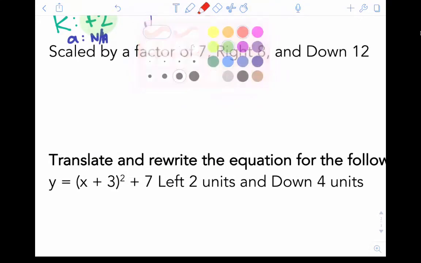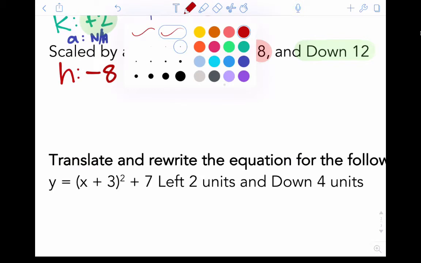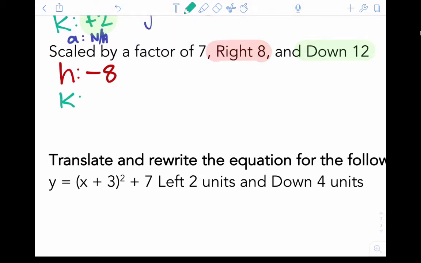First, we are going right 8, because first I'm looking at my left and right for my h. If I'm going right 8, then that means I am going to decrease. Next, I'm looking at up and down. So I have down 12. So for my k, if I'm going down 12, then that means I'm decreasing by 12.